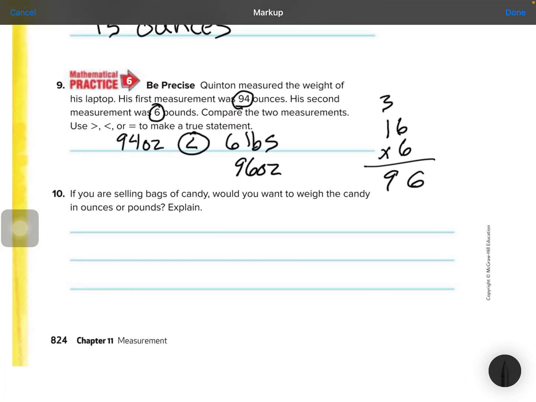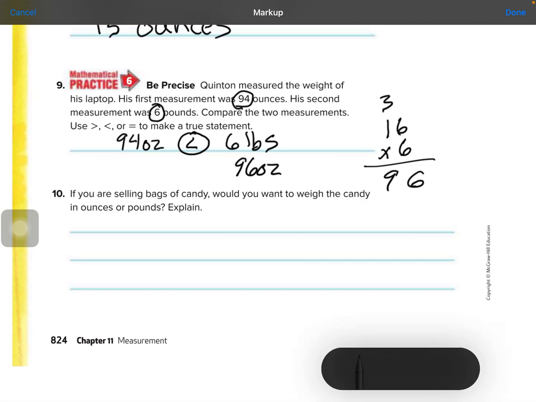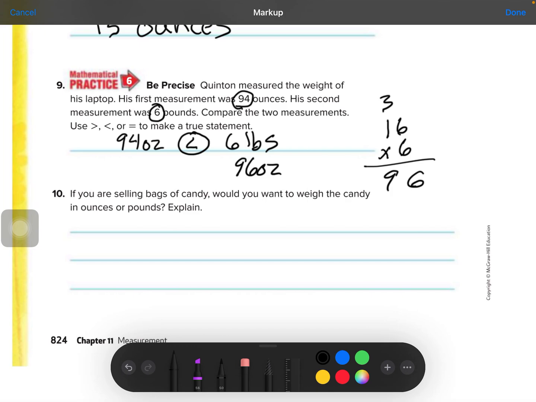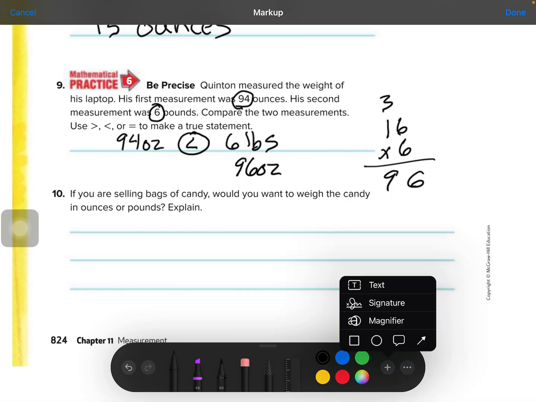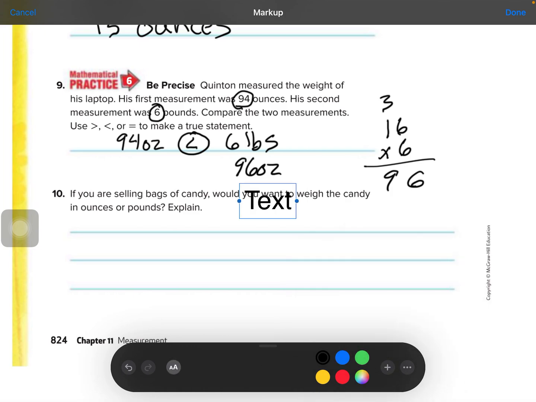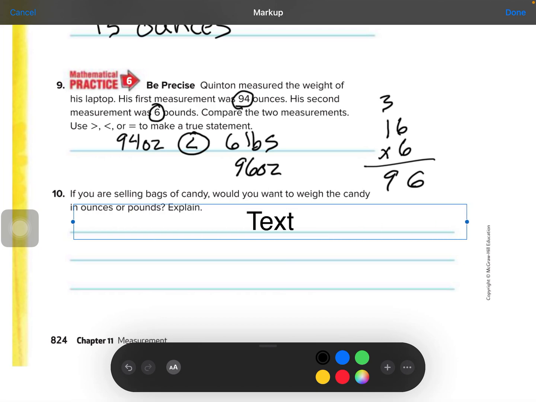Number 10, if you're selling bags of candy, would you want to weigh the candy in ounces or pounds? Well, kind of depends on what season it is. If it's Halloween, you might have pounds and pounds of candy, right? Okay, well, let's be serious. The answer is ounces because it would be more precise and closer to the actual amount, and this would help you by rounding the weight to pounds.